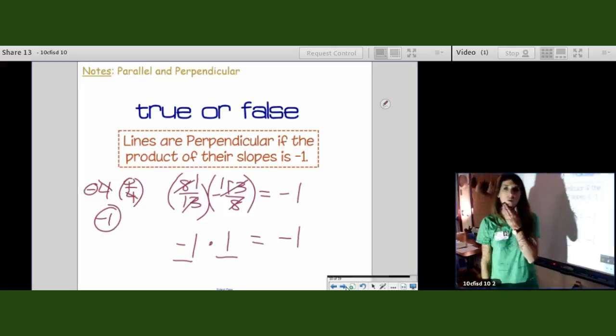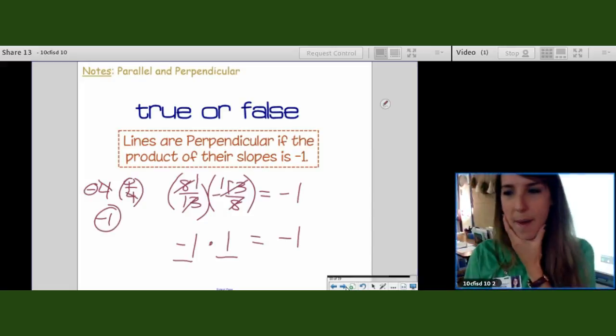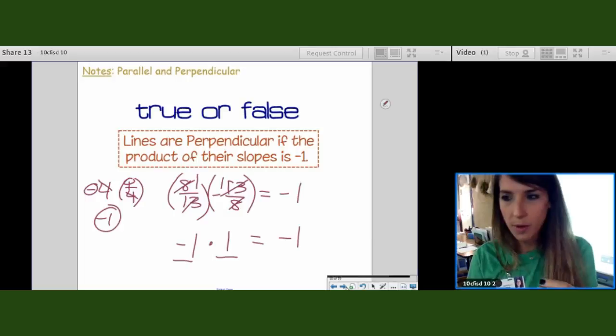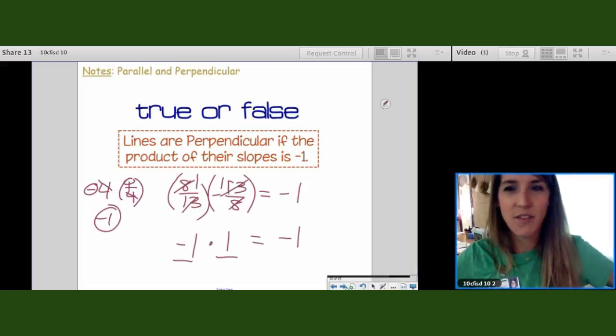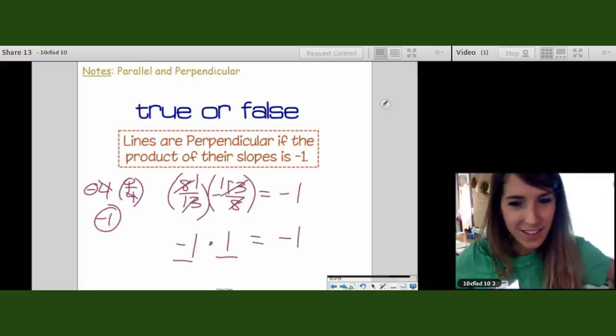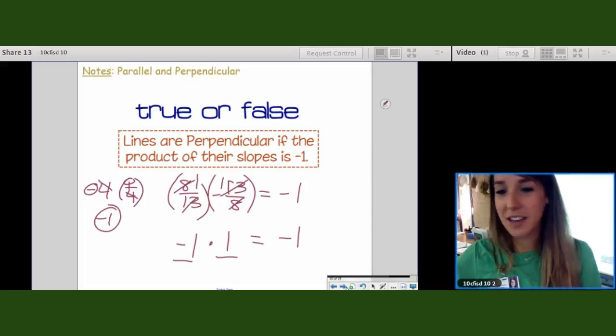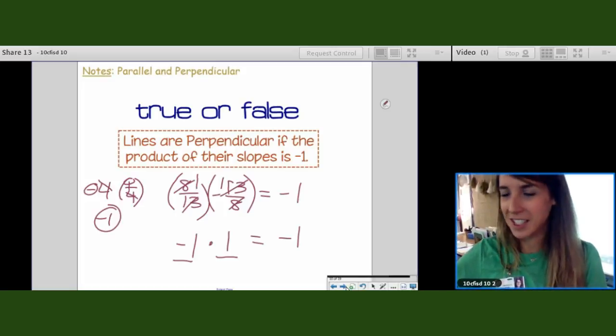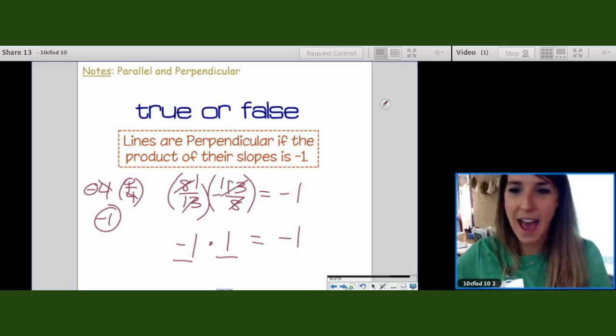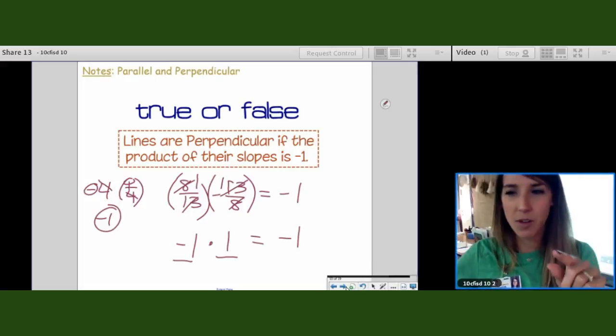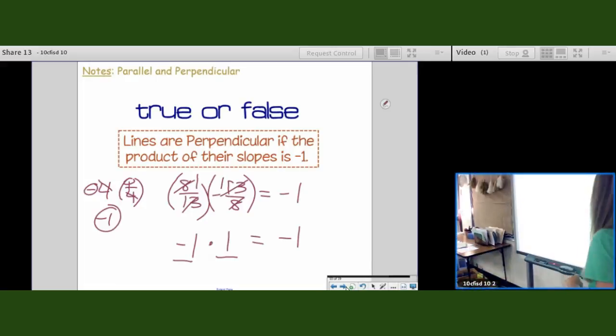Cool. Ooh. What about if a line's slope is undefined? Can you multiply undefined? Ooh. So is this false because we found a counterexample? So as long as we're not talking about undefined slopes, because you can't really multiply that, let's go on to the next slide and then we'll come back to this one and talk about it.